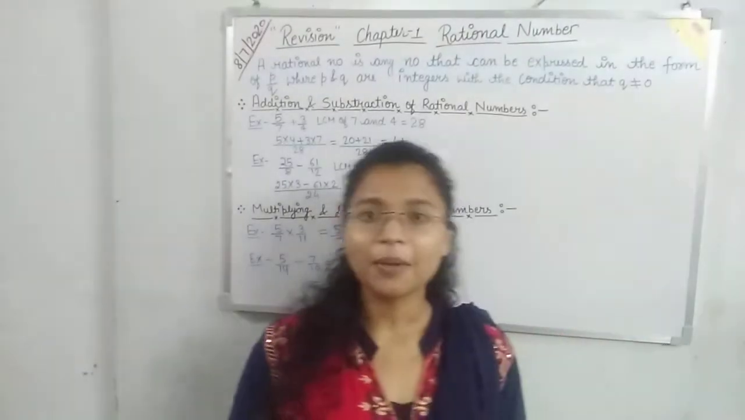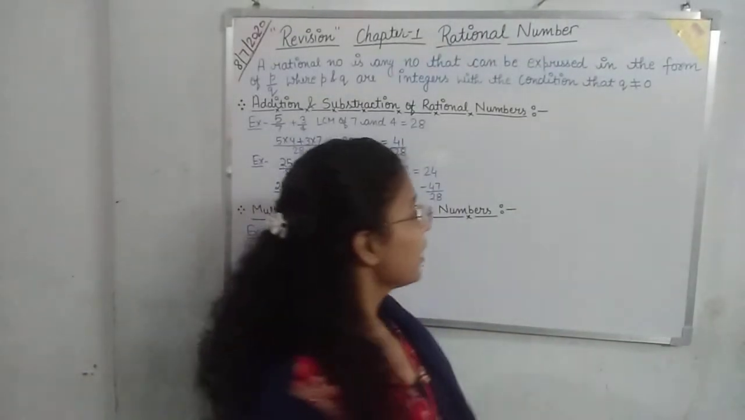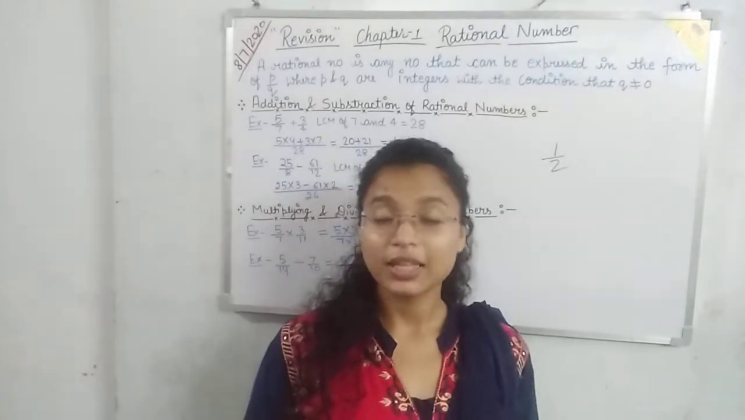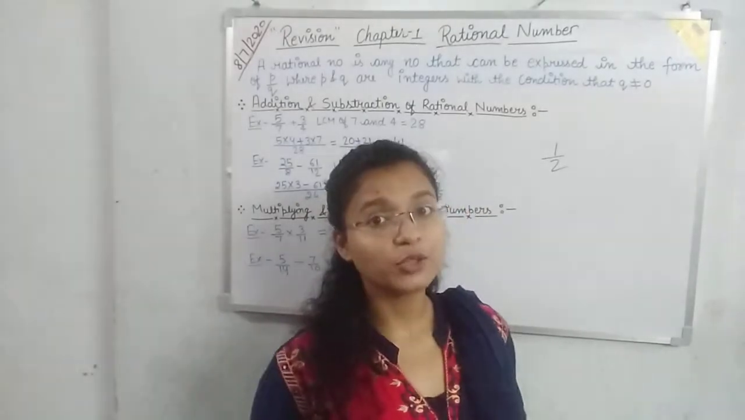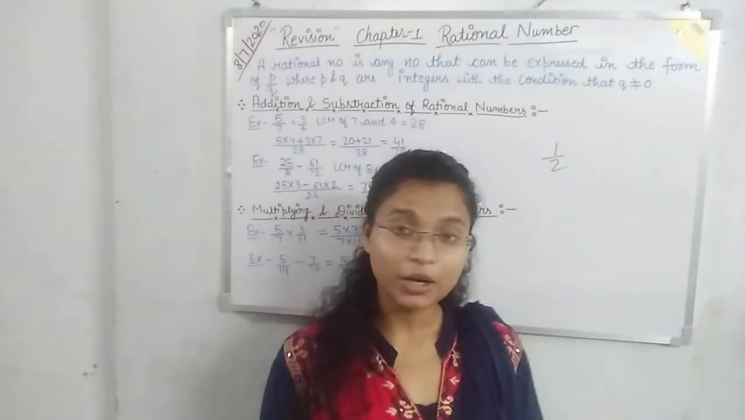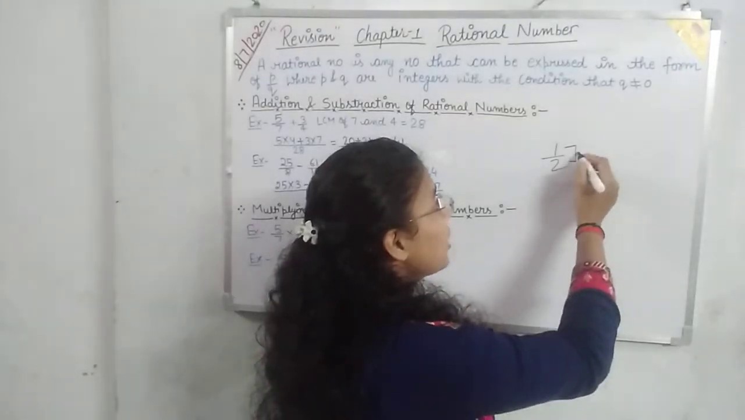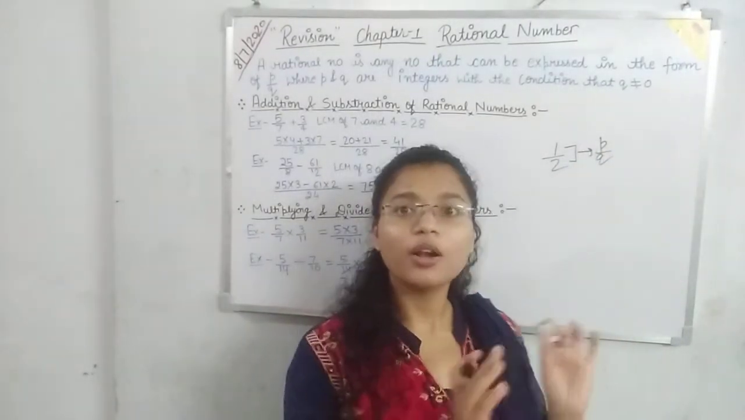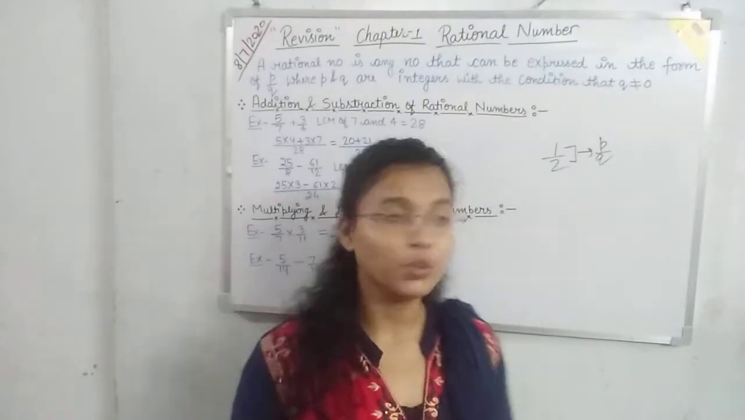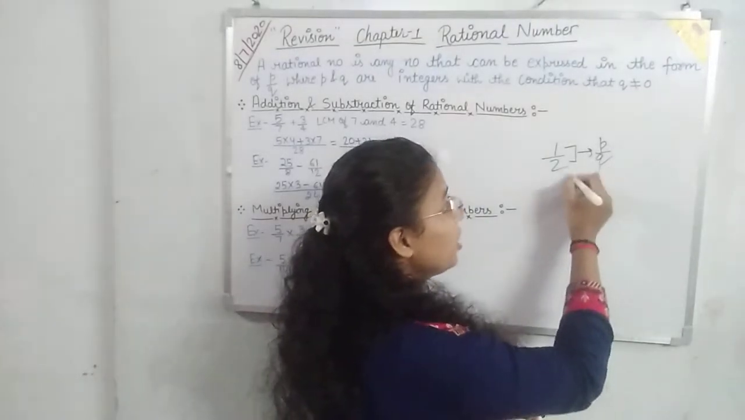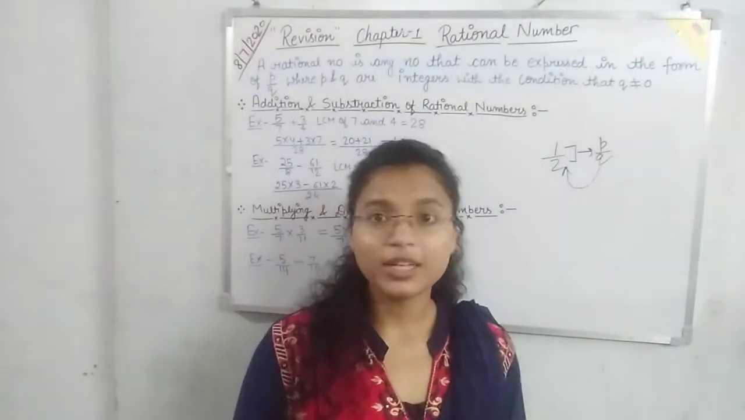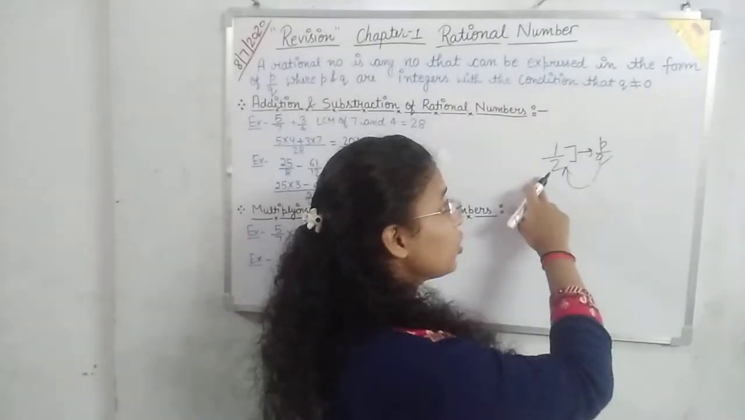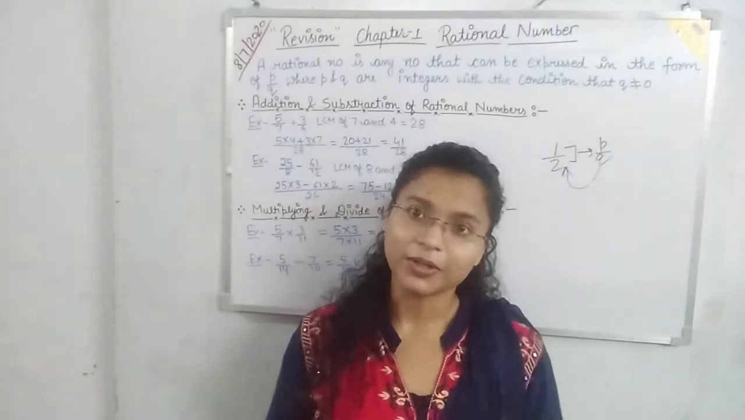What will be the example of rational number? Can we say that 1 by 2 is a rational number? Yes, we can say that 1 by 2 is a rational number because 1 by 2 is already in the form of P by Q, and Q, this 2, is not equal to 0. So we can say that 1 by 2 is a rational number.